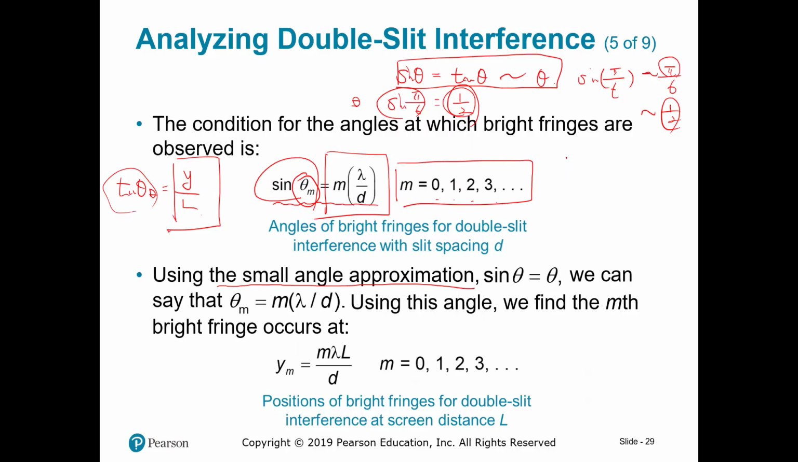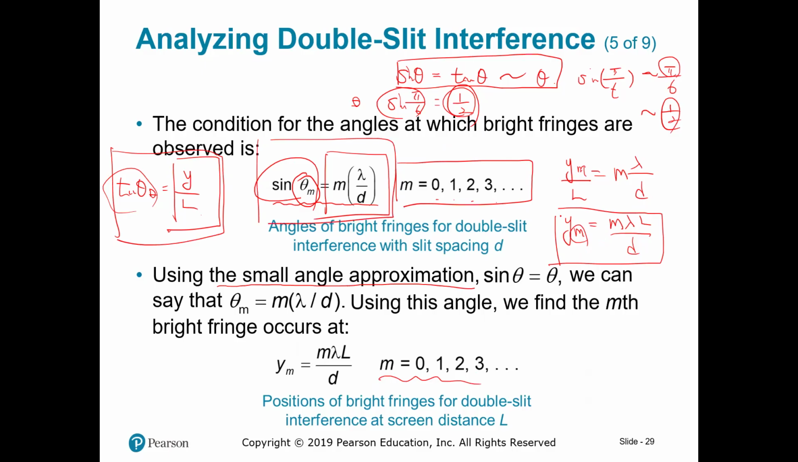So in other words, y_m over L is m times lambda over d. If you multiply L on both sides, you will see y_m is m lambda L over d. So this is actually the height of the maximum position, right? Of course, m is 0, 1, 2, 3. So these three equations are for the double slit experiment.